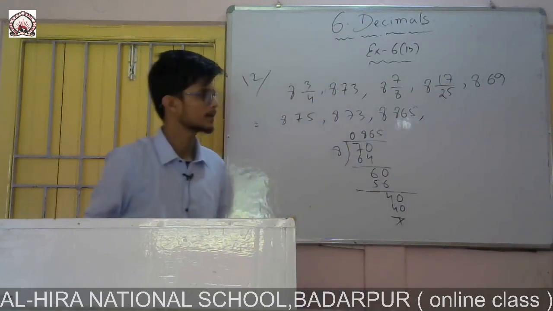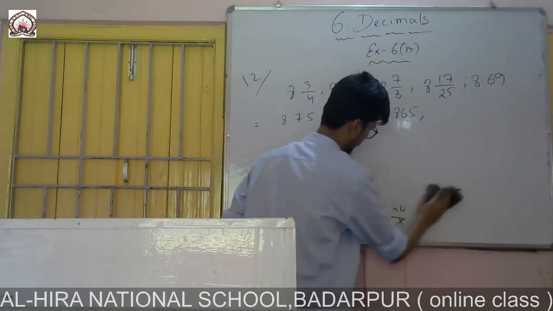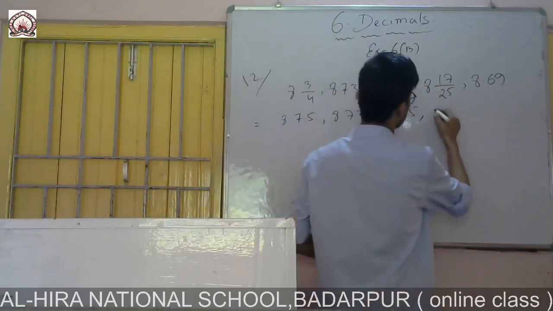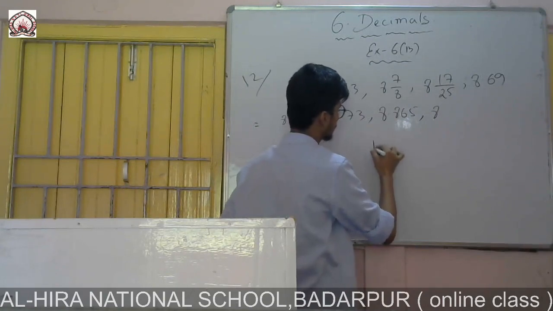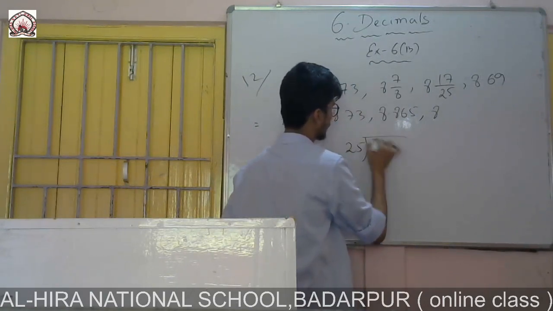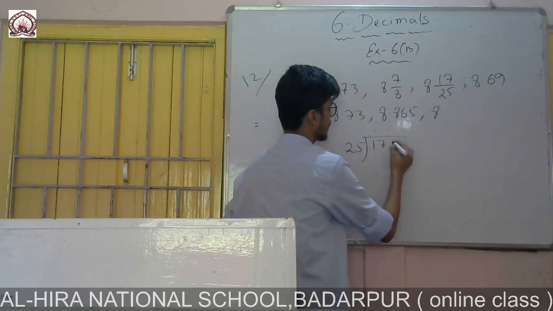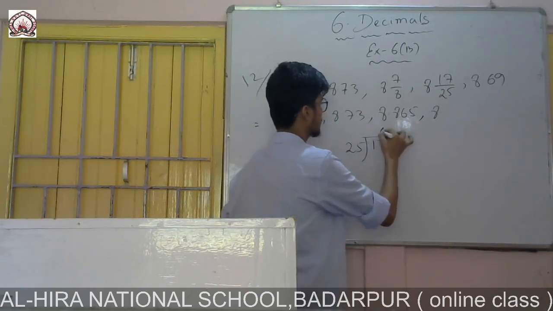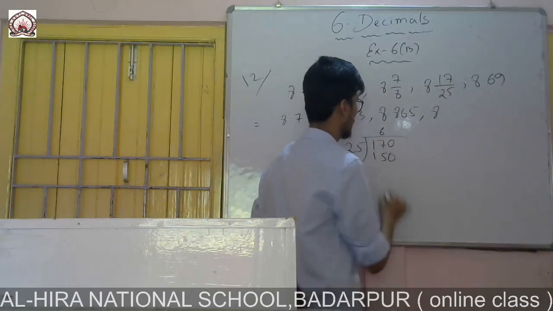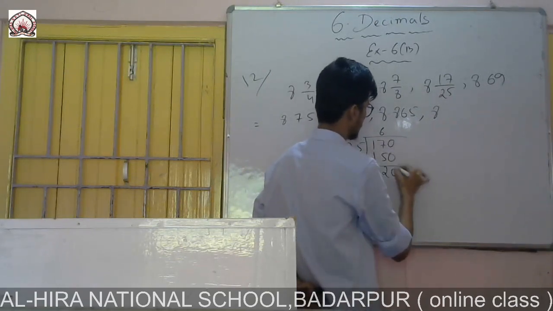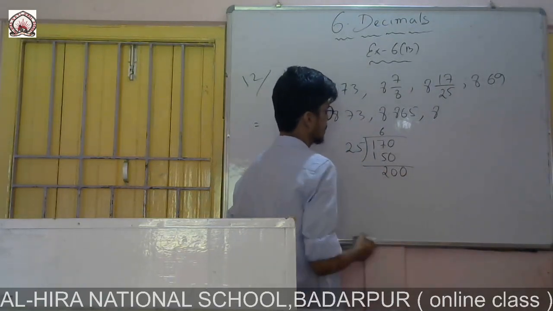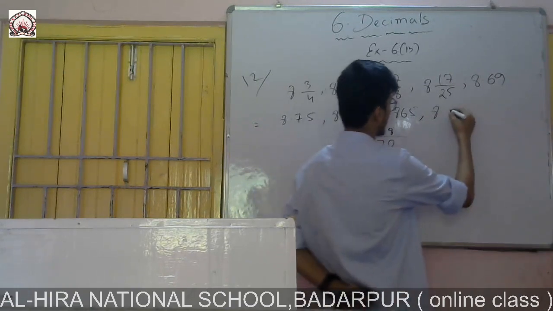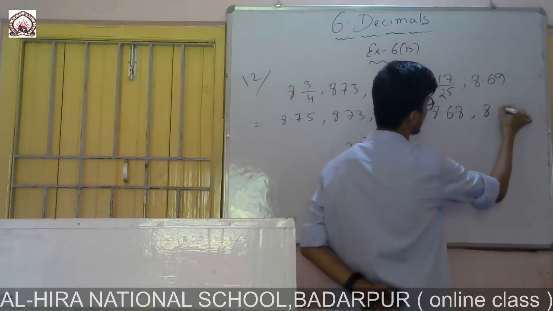Then you divide this one, 17 by 25. So after 8 there will be a point. So 17 I have to divide by 25. First of all I will put the decimal and 0, 170, 25 6s are 150, 20 left. Decimal is there, I can put 0, 200, 25 8s are 200. So after the decimal there will be 68, and the last one is 8.69.